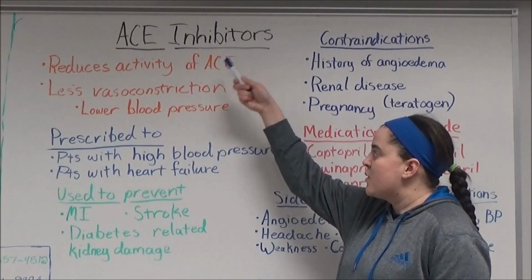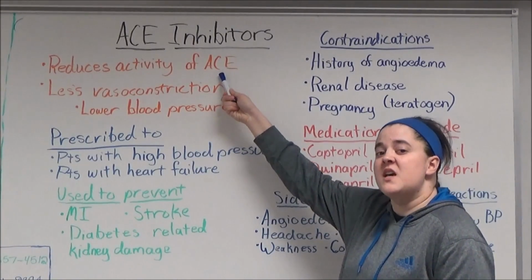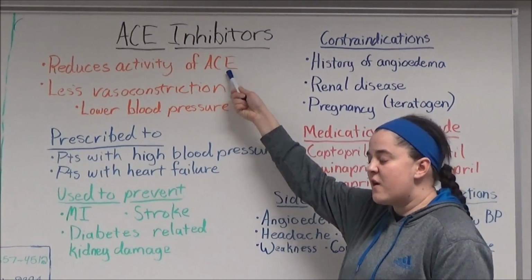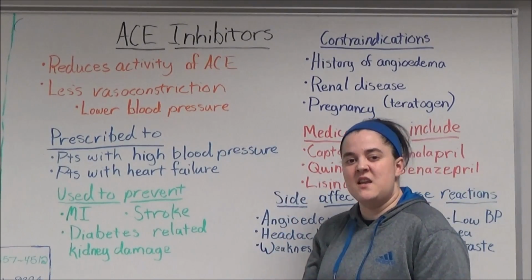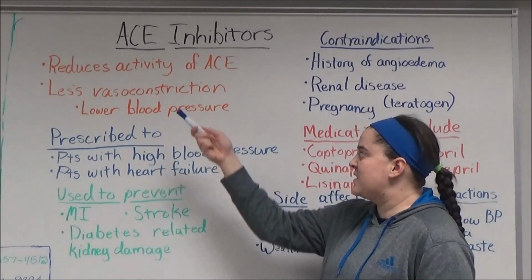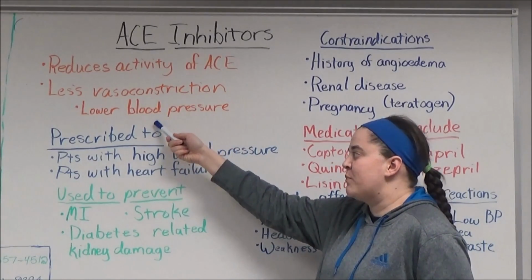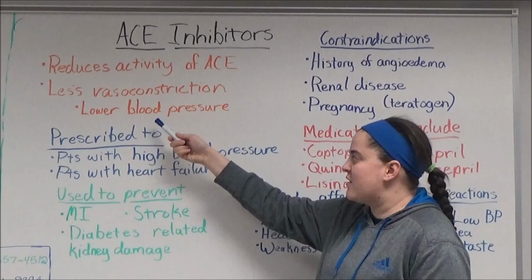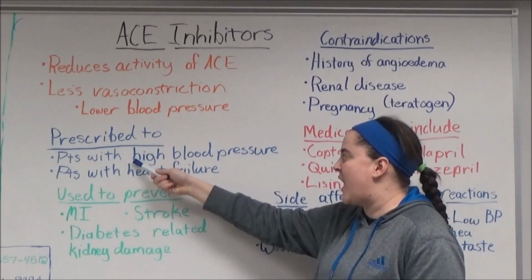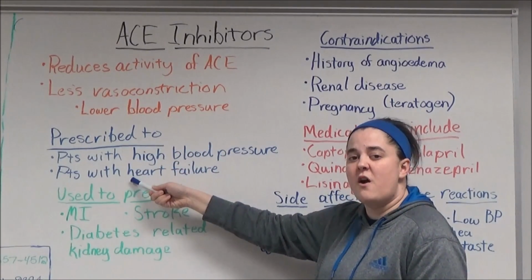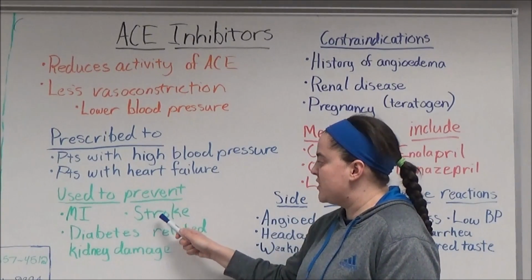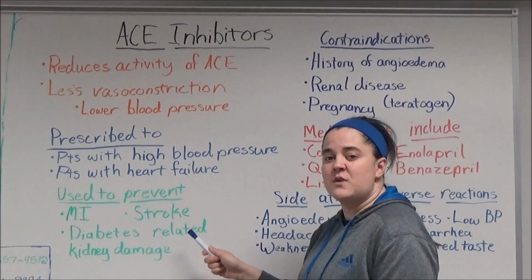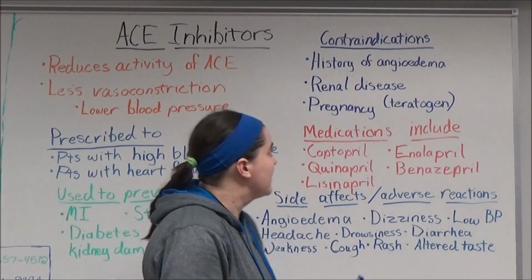ACE inhibitors reduce the activity of angiotensin-converting enzyme, and therefore less angiotensin 2 is produced. Because there's less angiotensin 2, there's less vasoconstriction and a lower blood pressure. ACE inhibitors are often prescribed to patients with high blood pressure and patients with heart failure, and they're used to prevent myocardial infarctions, stroke, and diabetes-related kidney damage.